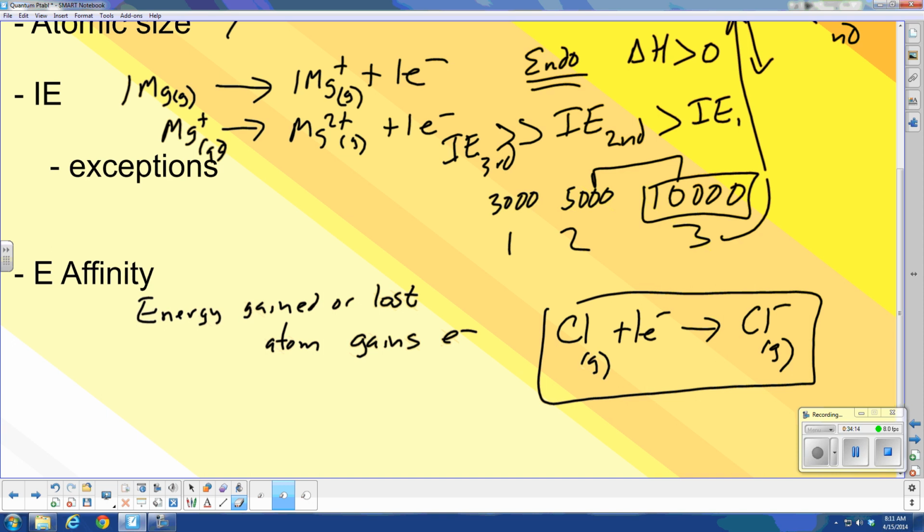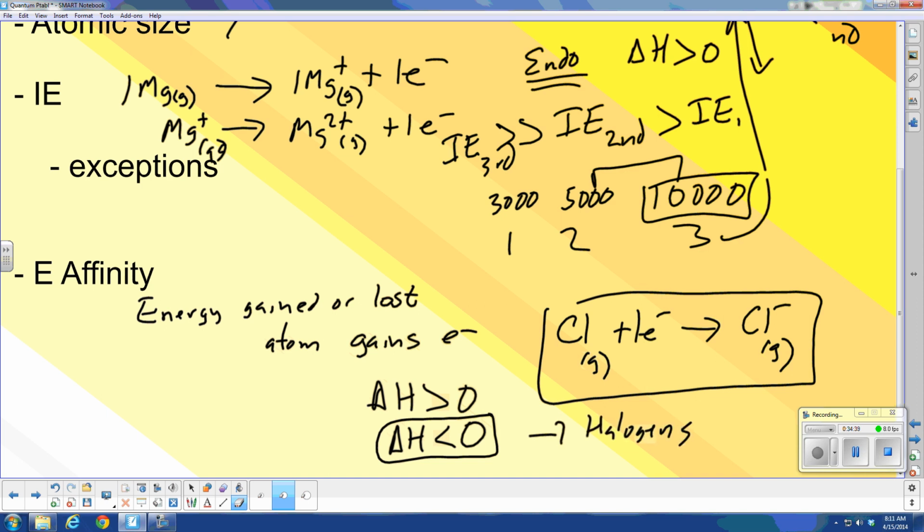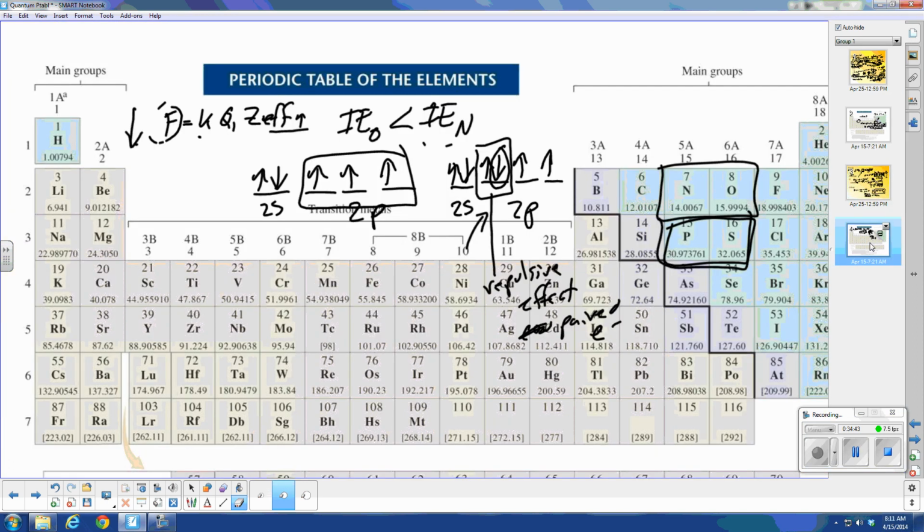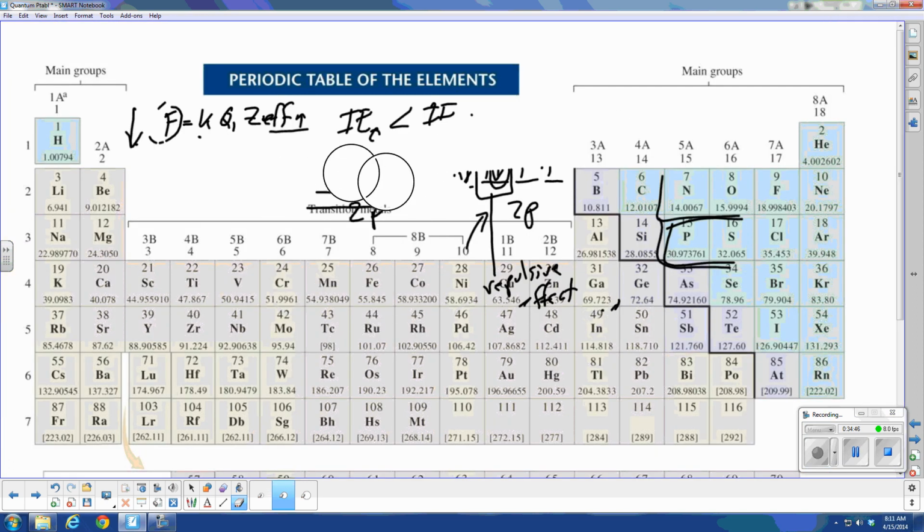Now, electron affinities can be endothermic, or they can be exothermic. Excuse me, I did that wrong, didn't I? No, I did that right. Exothermic. And the ones that are exothermic are for the things that tend to form anions more readily. And those happen to be what? My halogens in general.